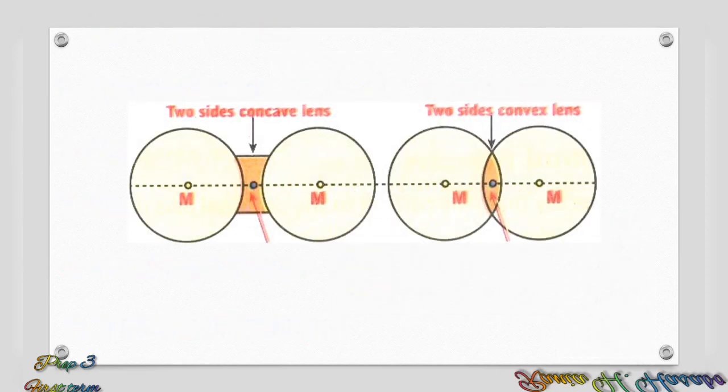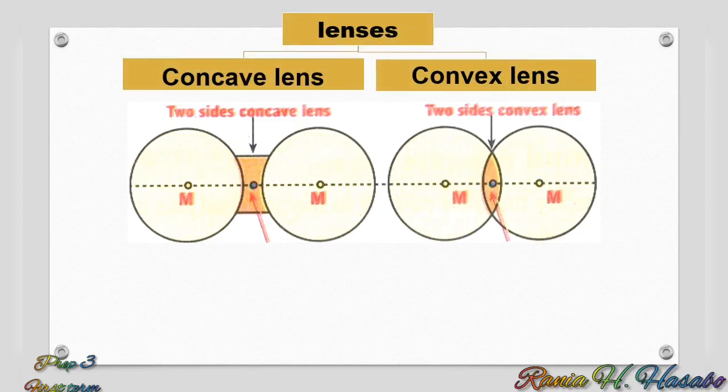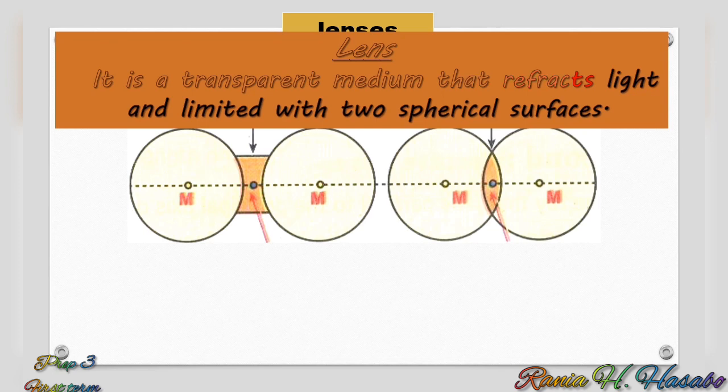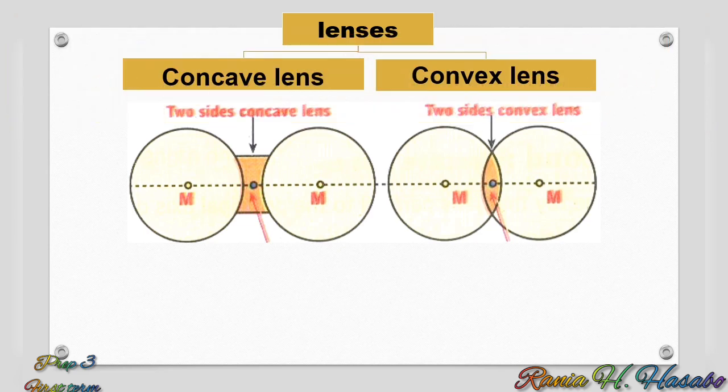Types of lenses. Lenses have many types, not only two. Among them, concave and convex. So, lenses have many types, but we will study only two, concave and convex. Firstly, remember with me what's meant by lens. It is a transparent media, refracts the light, and limited with two spherical surfaces, as the lens is formed from two spheres.